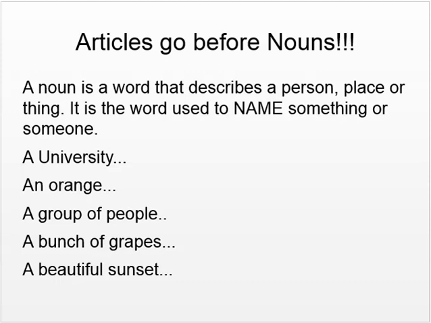So you can see that a university and an orange, a group of people, we're using different articles, but they all mean general. So none of these are specific. So we're not talking about an exact university. We're not talking about an exact orange. It could be any orange in a group of oranges. A group of people is a general group of people. We're not saying that it's a specific group of people that's in one area or that it's a specific group of people from one country, etc.